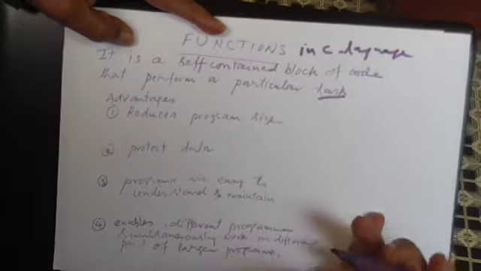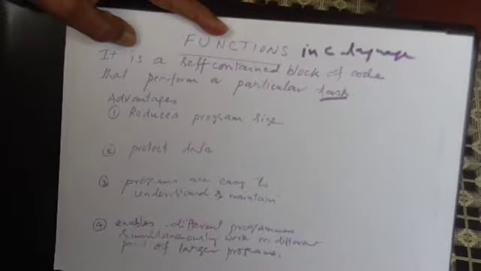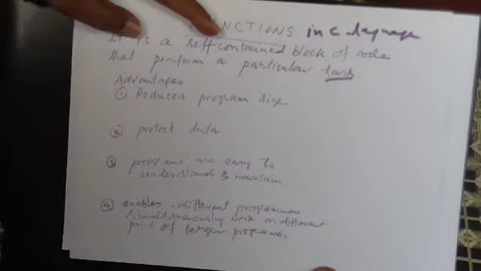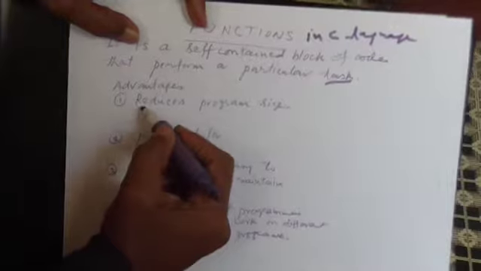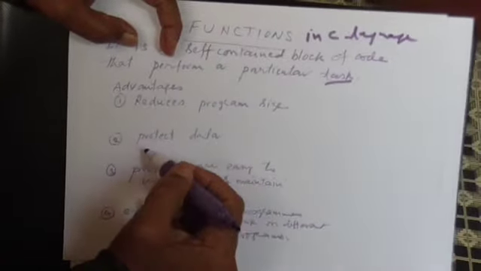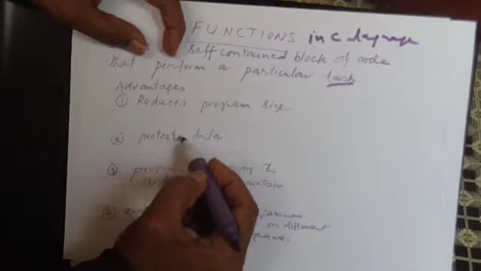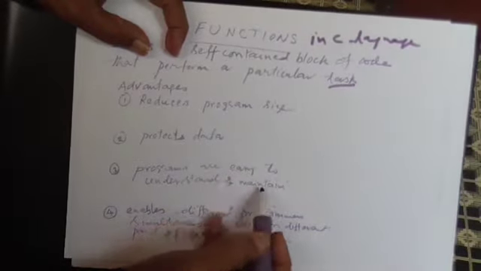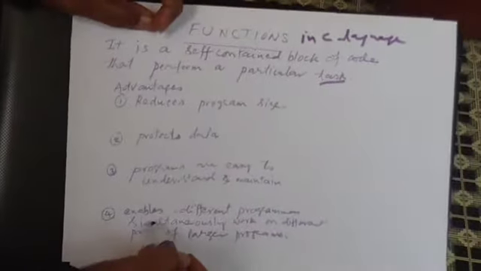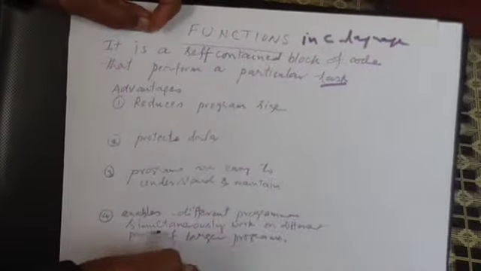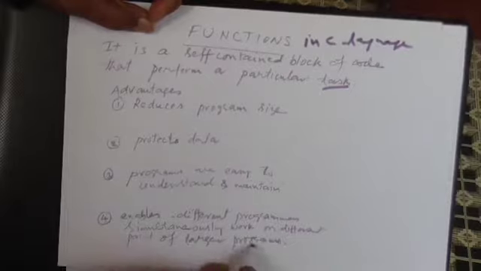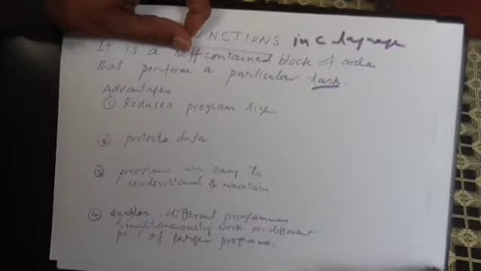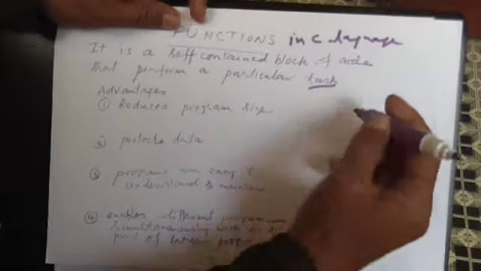To do a particular task, we define a function. So what are the advantages of going for functions? The first advantage is it reduces the program size. The second advantage is it protects the data. The third advantage is the programs are easy to understand and maintain. And the fourth advantage is it enables different programmers to simultaneously work on different parts of a larger program. So this is the advantage of going for a function.